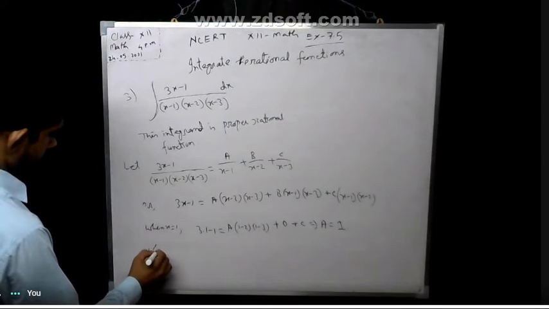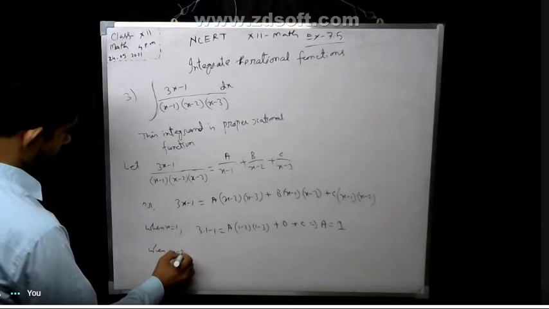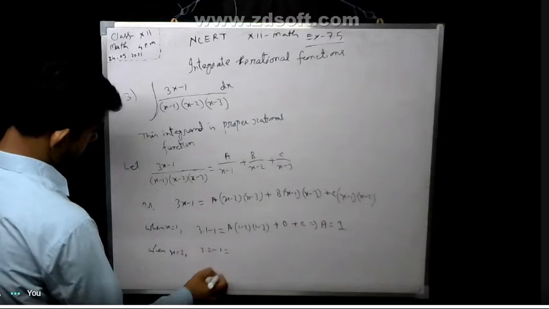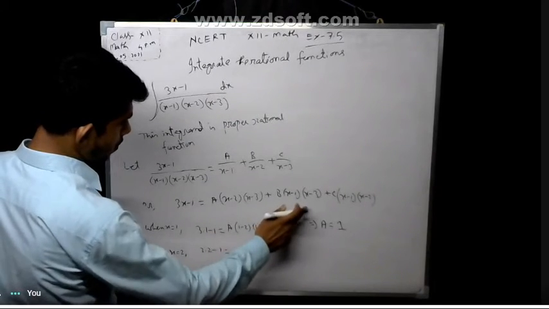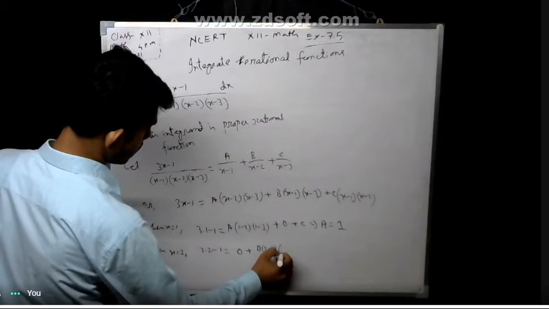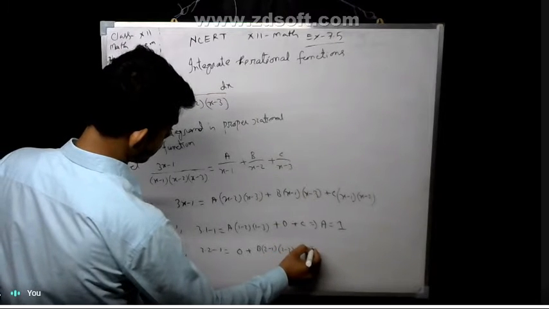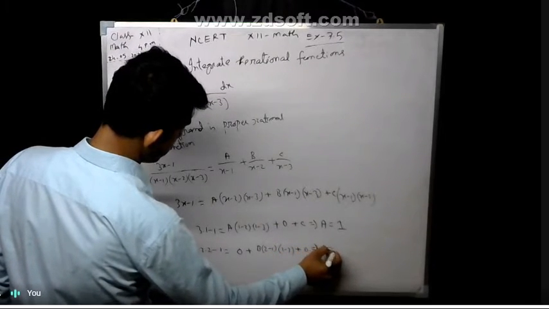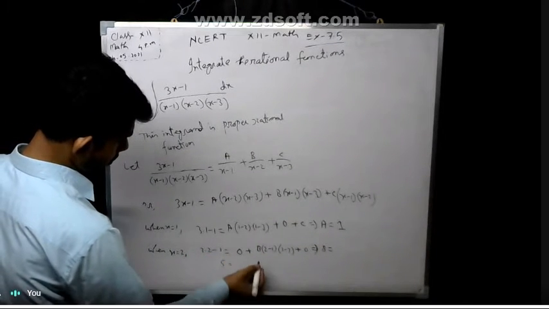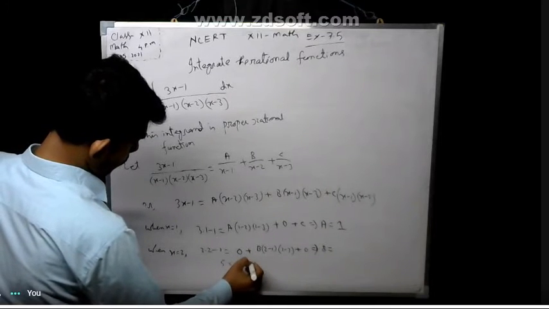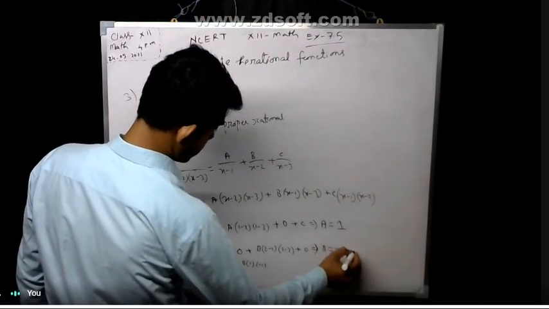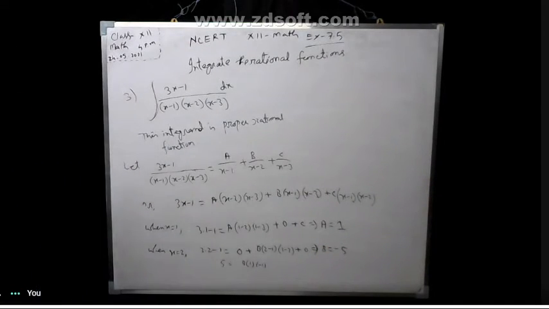When x equal to 2, then 3 into 2 minus 1, the A term is 0, the C term is also 0, plus B into (2 minus 1)(2 minus 3). That implies that 3 into 2 is 6, 6 minus 1 is 5, so 5 equal to B into 1 into minus 1. So B equal to minus 5. Am I right? B equal to minus 5? Yes.